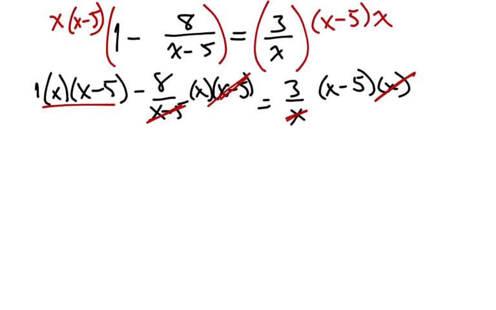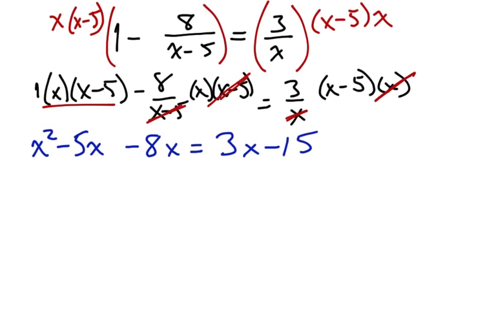So, let's start expanding things, simplifying, seeing what we got. And that first term is going to turn into x squared minus 5x. Here, negative 8 times x. And on the right hand side, we get 3x minus 15. We've gotten rid of all the denominators, super sweet. But we're left with a quadratic equation. So, in order to solve a quadratic equation, we've got to get it equal to 0.